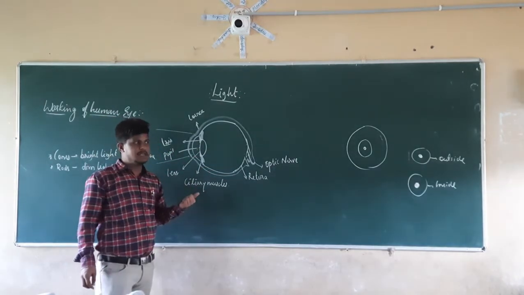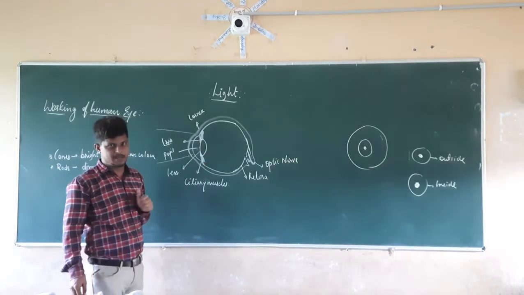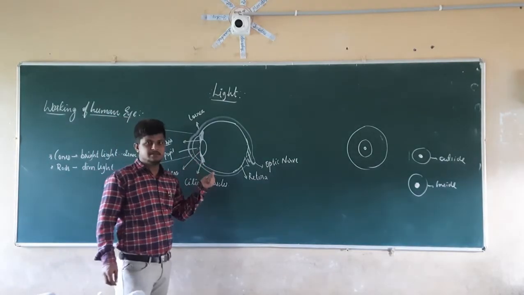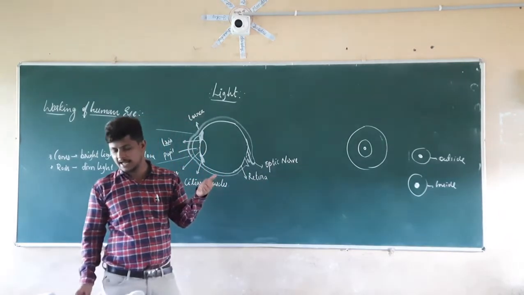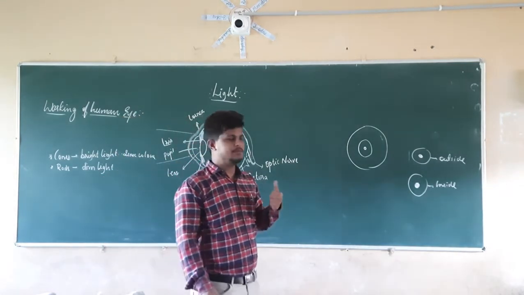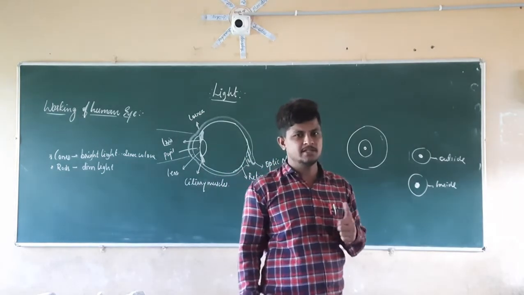So next, what is happening here? The light is entering into our eyes. So next, which part is here? It is nothing but the lens. What is the work of the lens here?